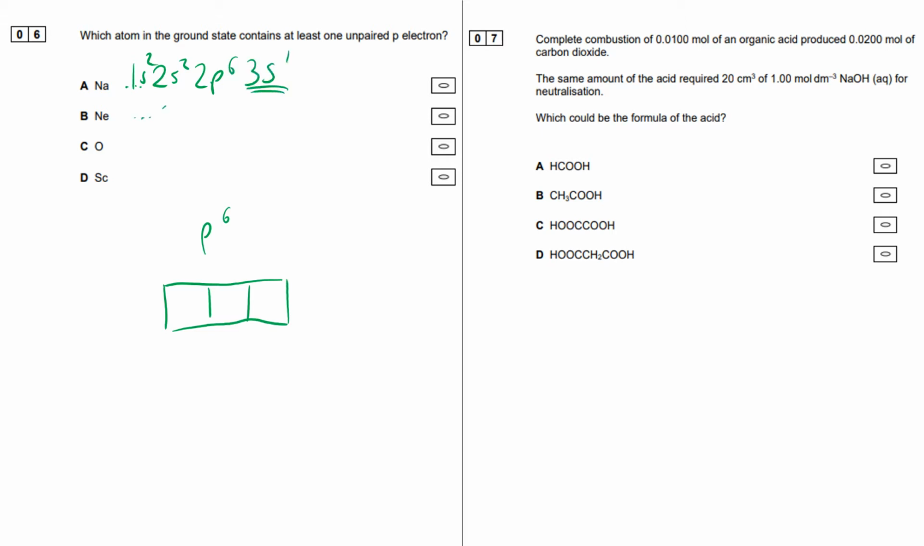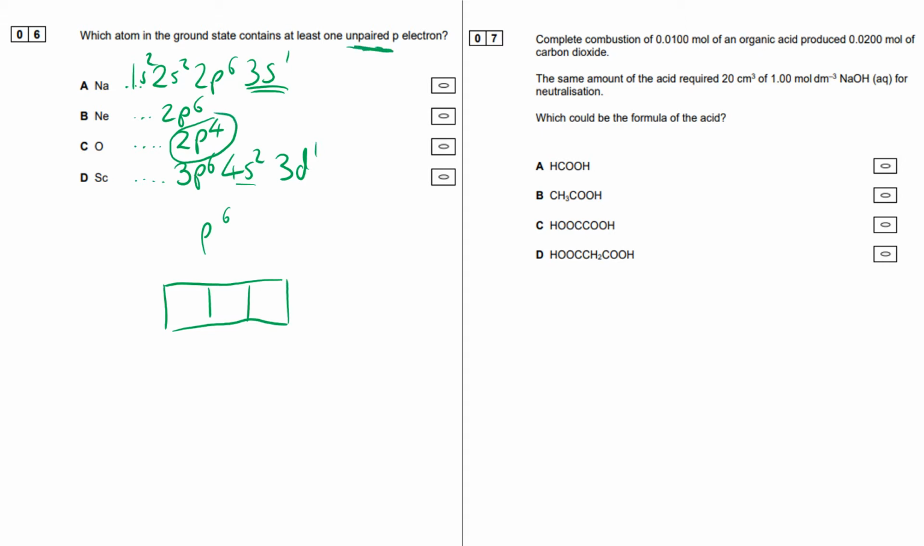Neon is in the second period at the end of the p block, ends in 2p6. Oxygen is in the fourth column of the p block, so that's 2p4 it will end in, and scandium is in the d block, ends in 3p6, 4s2, 3d1. Remember 4s is filled before 3d. So oxygen has an incomplete p sublevel.